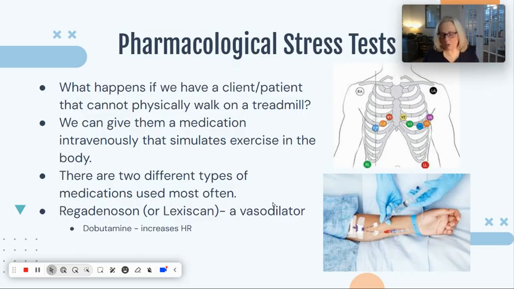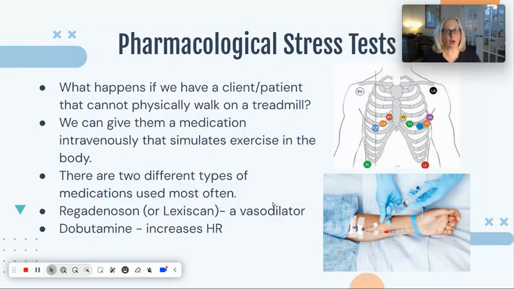We also use something called dobutamine, which is a medication that increases the heart rate. It's basically adrenaline. We do the dobutamine exactly like the treadmill. We give a small dosage at the beginning, and every 3 minutes we increase the dosage while we watch the heart rate come up, just as if they were walking on the treadmill. There are some contraindications to using regadenoson. People that have lung issues like COPD, or seizures, it's not the best medication for them. So we'll opt to do dobutamine versus regadenoson.